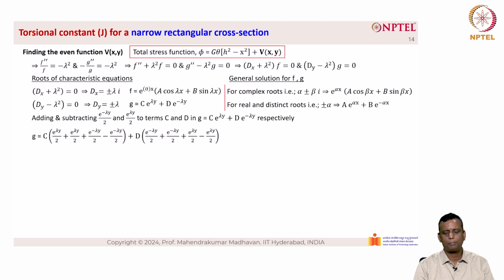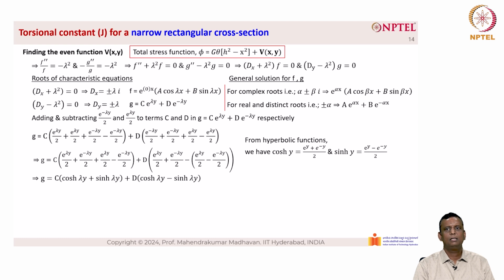Here we are adding and subtracting e power lambda y by 2, which can again be further simplified, making sure that it can be represented in the form of a hyperbolic function. We know that cosh y equals e power y plus e power minus y by 2, and sinh y equals e power y minus e power minus y by 2. So when we substitute that in this equation, we have g equal to c into cosh lambda y plus sinh lambda y plus d into cosh lambda y minus sinh lambda y.